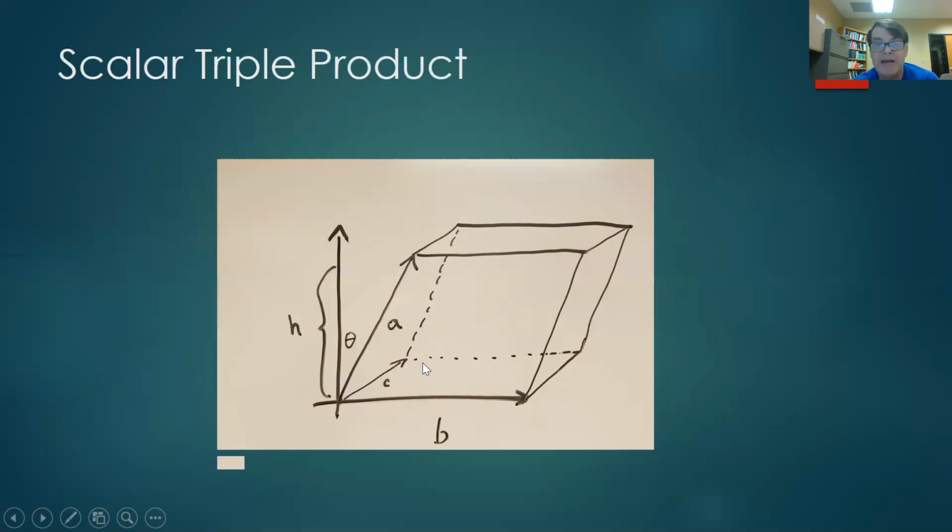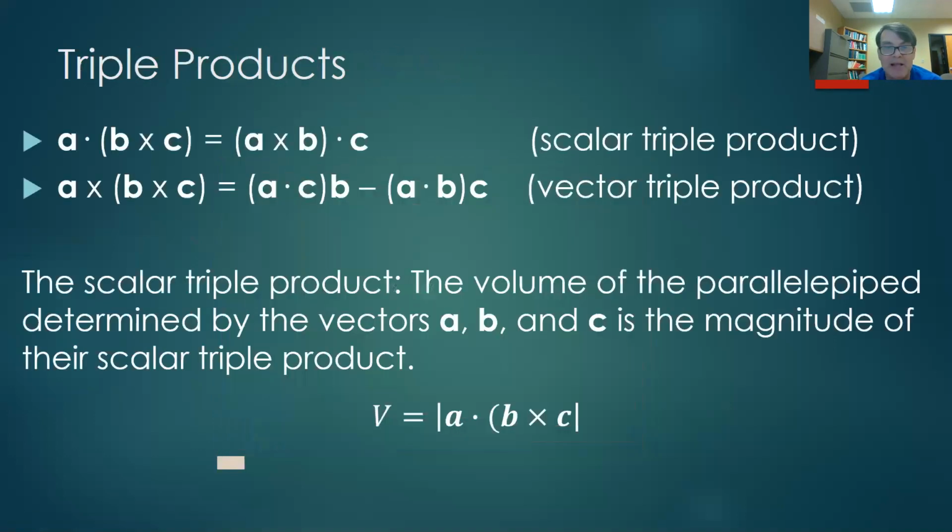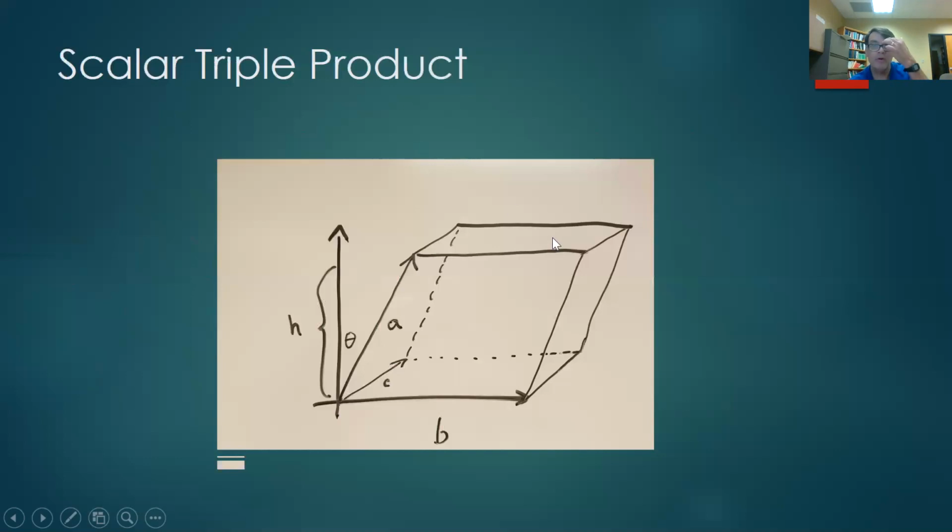Well, what is A times the cosine of theta? Well, it's the dot product, remember? And so A dot is basically A cosine of theta times the area of the bottom parallelogram. Isn't that neat? And so the scalar triple product, which is A dot B cross C, is going to give us the volume of that parallelepiped.